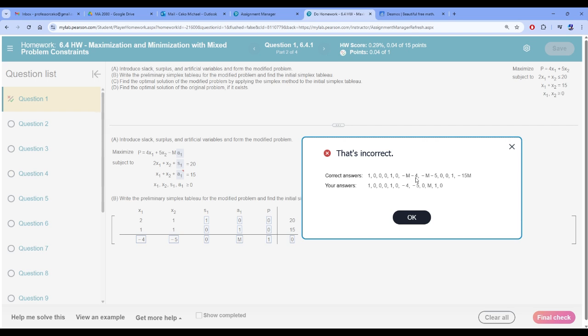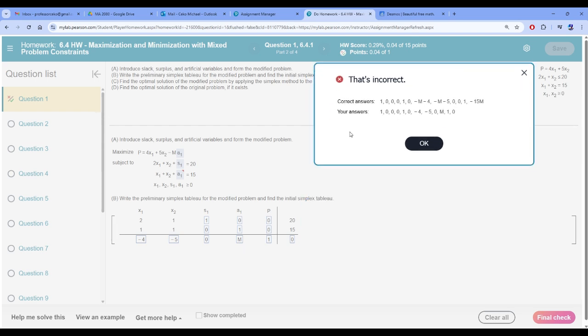Negative m, negative 4, negative m, negative 5. Holy smokes, where do these answers come from? Correct answers. Why is it negative minus? Negative 15m. How did that get to negative 15?